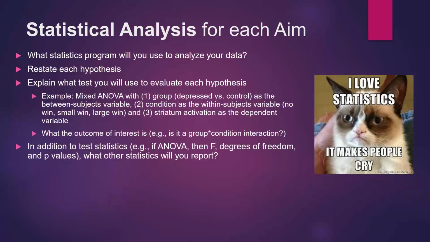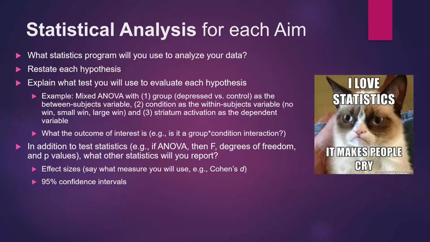In addition to test statistics, if you are doing an ANOVA, you're going to report the F, degrees of freedom, and p-values. What other statistics will you report? Be clear about this. For effect sizes, say what measure you will use, Cohen's D, Pearson's R, etc. Reviewers like to see 95% confidence intervals. And explain in what context you will do post hoc tests.